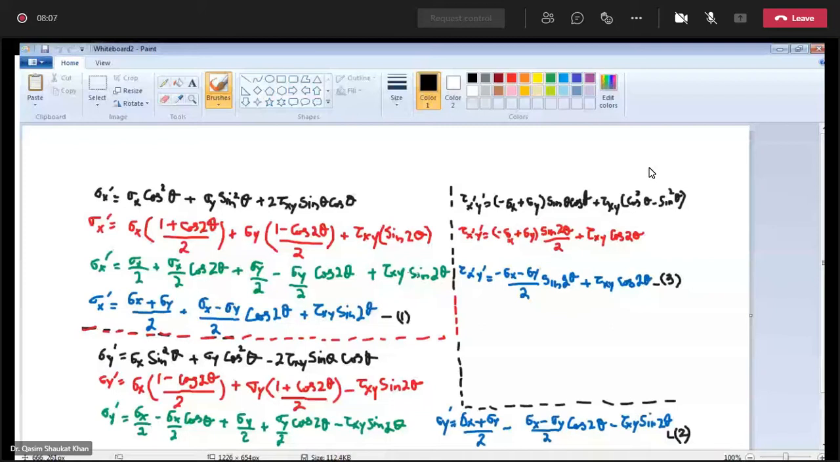And you can calculate the transformed normal stress about the x dash axis by just putting the values of the stresses sigma x, sigma y, and theta. So you will just put the values of normal stress sigma x, sigma y, shear stress tau xy, and the value of theta, and you will get your transformed normal stress sigma x dash. Everyone clear with this? If you have any question about this, please ask me now.